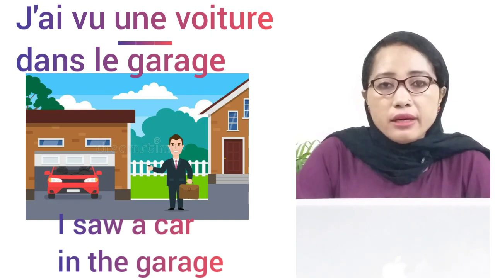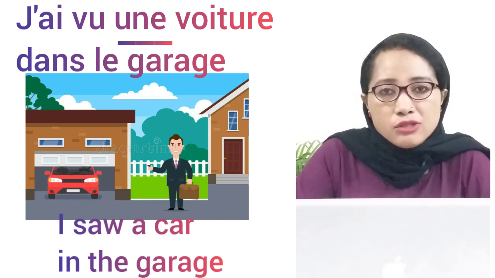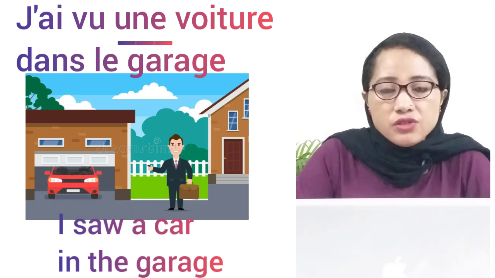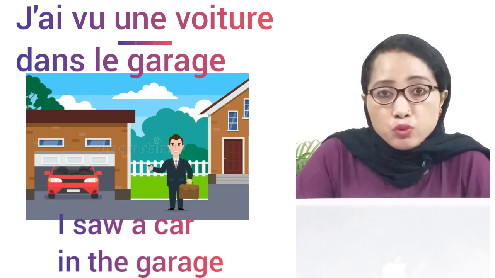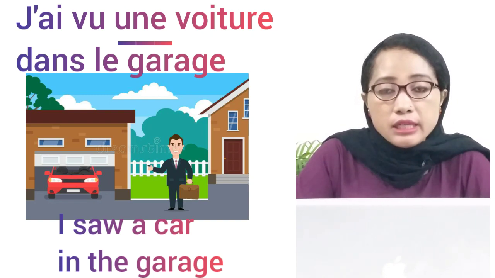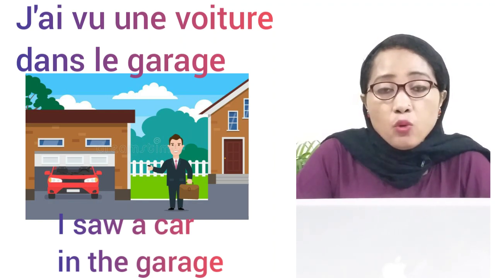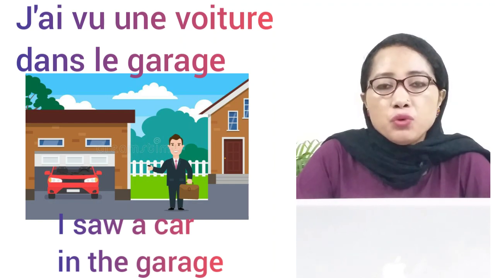Why do I use une voiture here? Because I don't know whose car that is. So I say, I saw a car in the garage. So I use the indefinite article here. If I know whose car it is, then I will use the definite article, which is la voiture. Because I don't know anything about it, I use une.